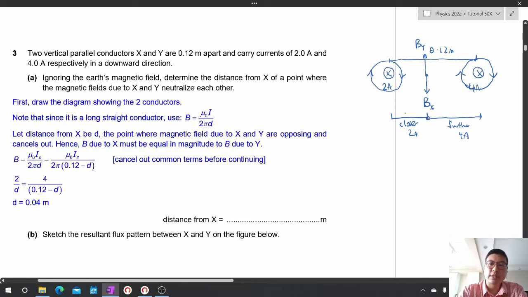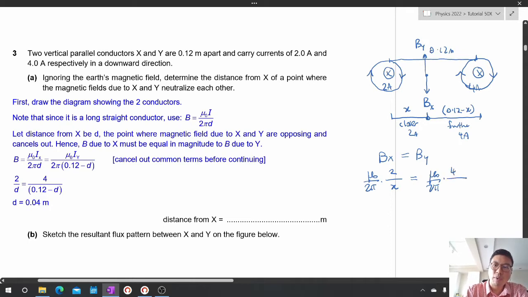Alright, so let's label this distance X, and this distance will be 0.12 minus X. So at the neutral point where Bx equals By, we have mu naught over 2 pi, the current of X, which is 2, divided by the distance X, equals mu naught over 2 pi, the current of Y, divided by the distance 0.12 minus X. Now, cancelling the terms and solving using a graphic calculator, we get X is 0.04 meters, or 0.040 meters to 2 SF. So this is how to solve a neutral point question for wires.